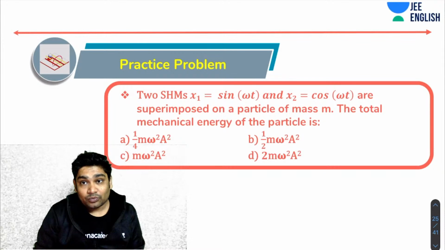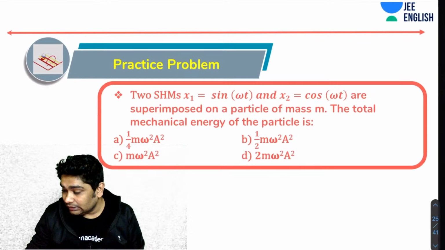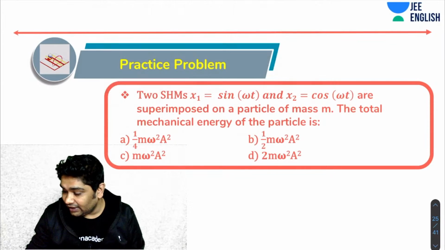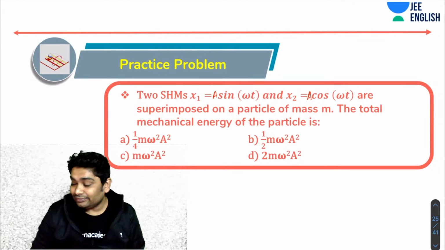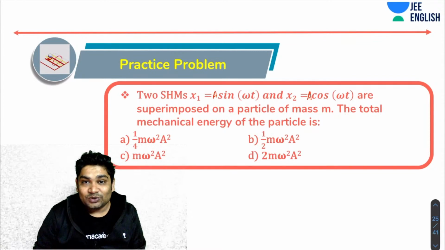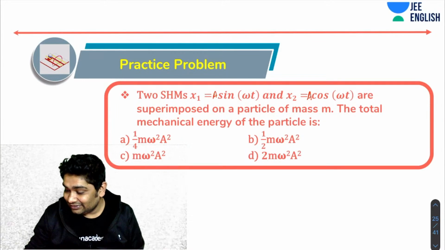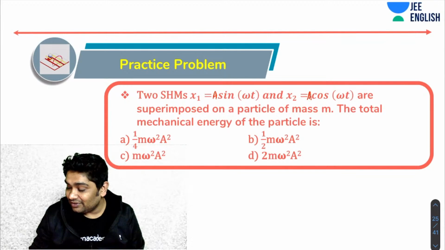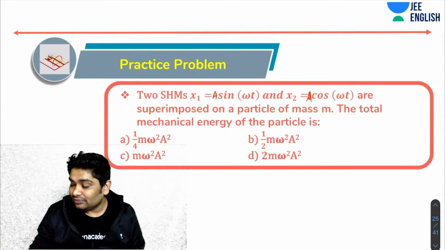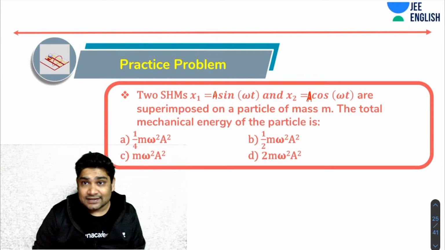One quick thing: there should be an A here. One A is missing, so just add A. Otherwise, how will you get the term of A in the answer? That was missed when the question was typed. You add that. Okay, now try and answer this.